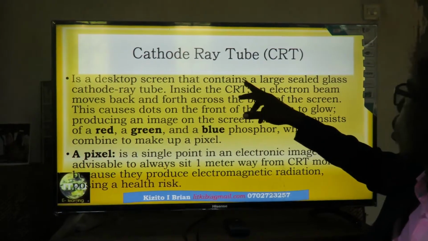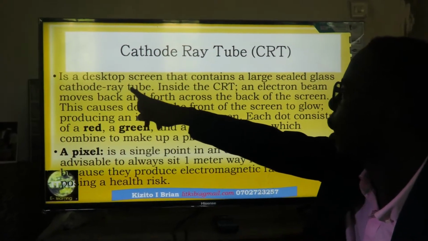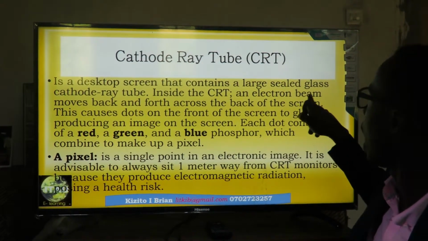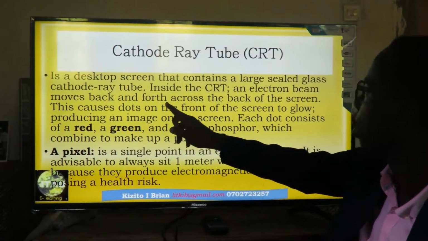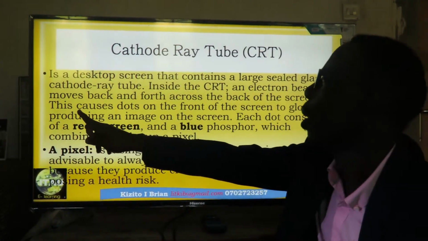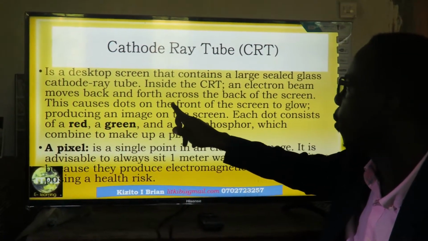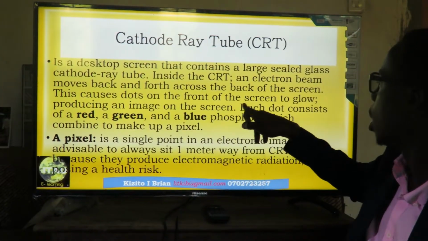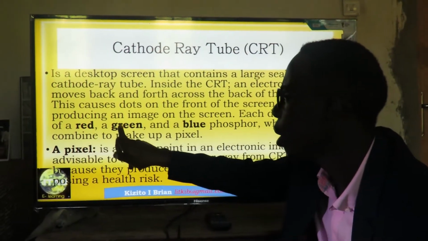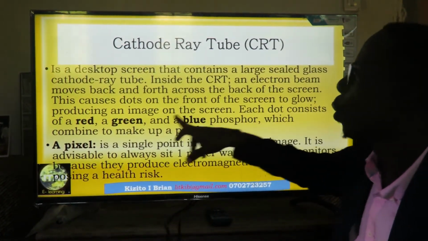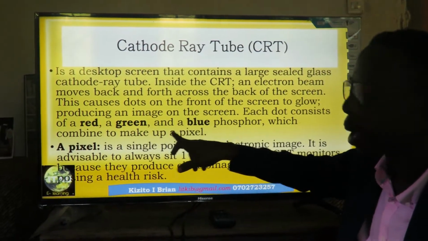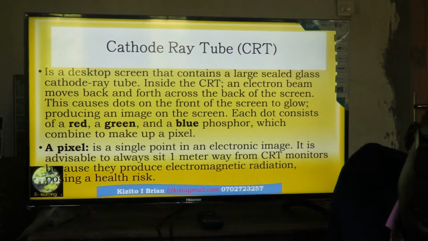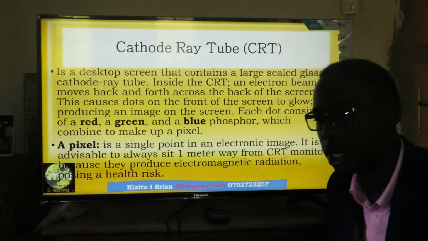The cathode ray tube contains a large sealed glass cathode ray tube. Inside the CRT tube, an electron beam moves back and forth across the back of the screen. This causes a dot on the front of the screen to glow, producing an image on the screen. Each dot contains a red, green, and blue phosphor which combine to make a pixel. A pixel is a single point of an electronic image in a display unit.